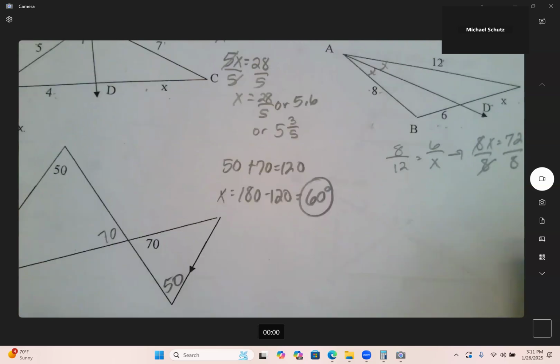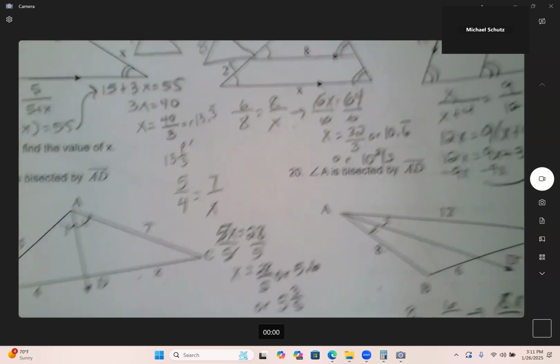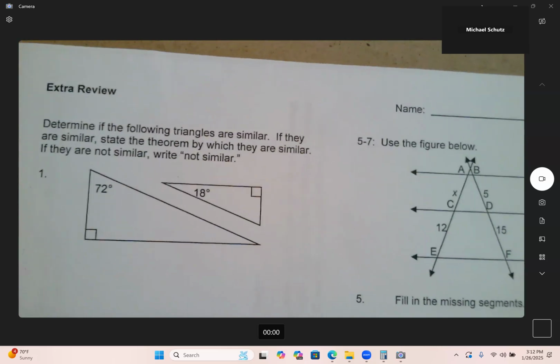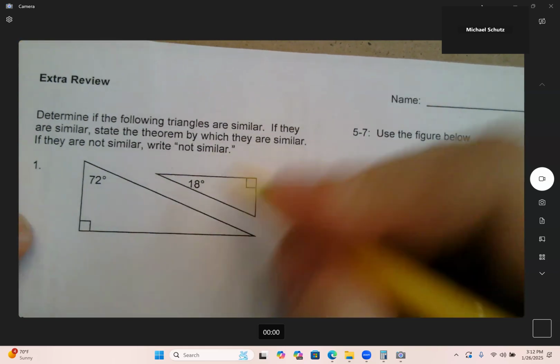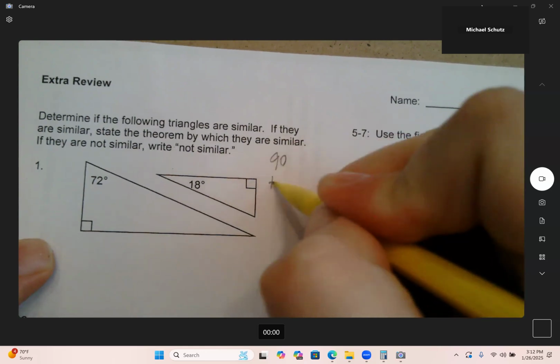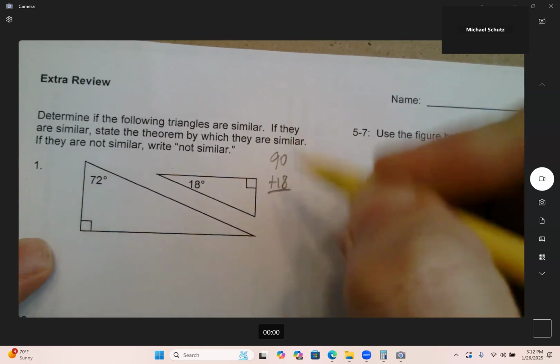Okay, let's take a look at the third page of the review, which is called extra review. Question number 1 says, determine if the following triangles are similar. If you're missing an angle on a triangle and you have 2 out of the 3, you definitely want to do the triangle sum to see if the missing angles help out here.